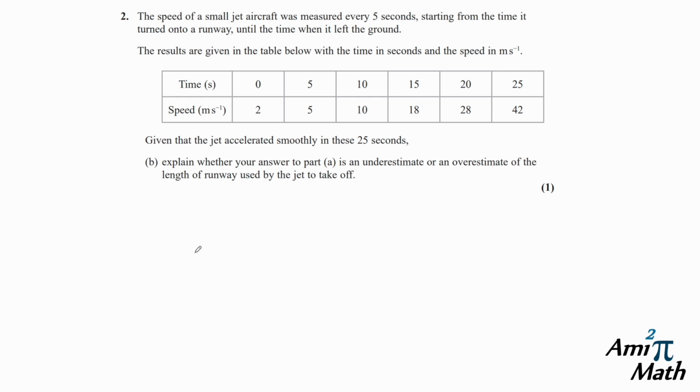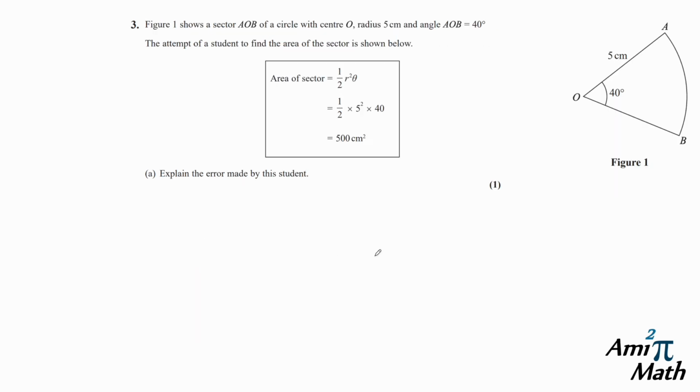Explain whether your answer to part A is an underestimate or overestimate of the length of the runway used by the jet to take off. So this would be an overestimate because the curve is convex. So basically you just have to use either concave or convex to determine whether it's an under or overestimate. You can also say that acceleration is continually increasing.